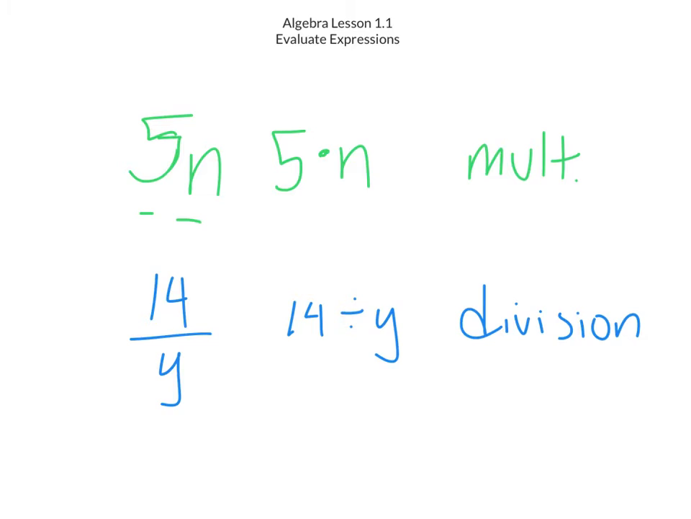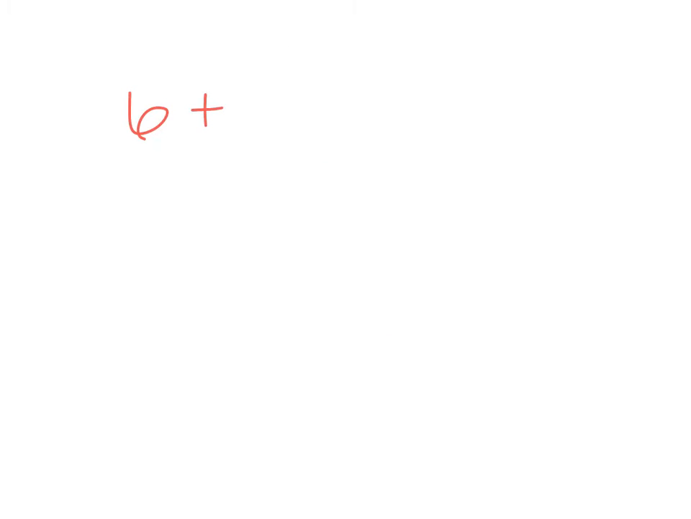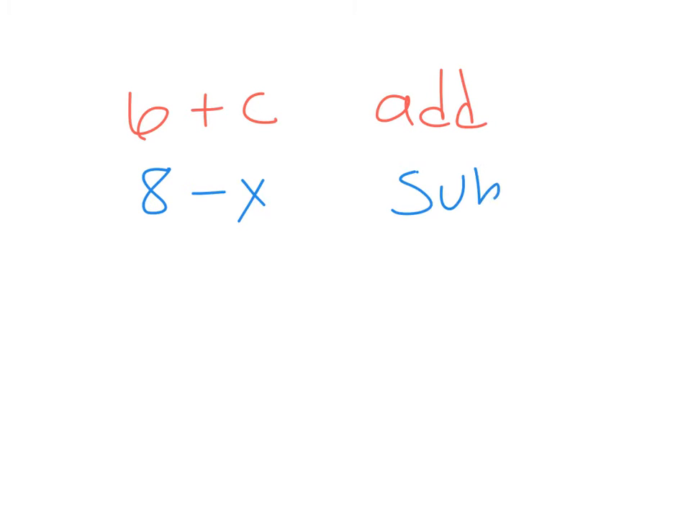Good. All right, let's look at 6 plus c. What kind of math is being done here? All right, we got to the easy ones. Addition. And the last one, 8 minus x, which is subtraction. That's right.